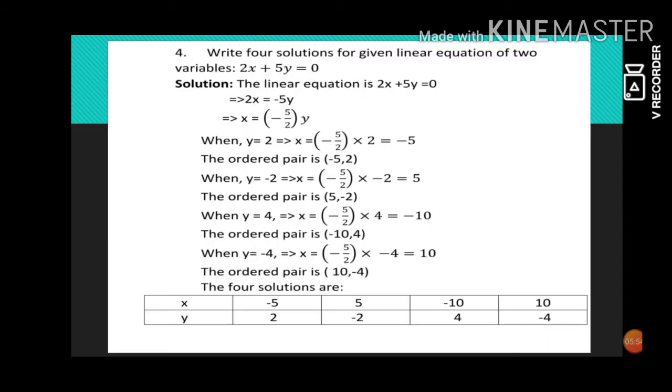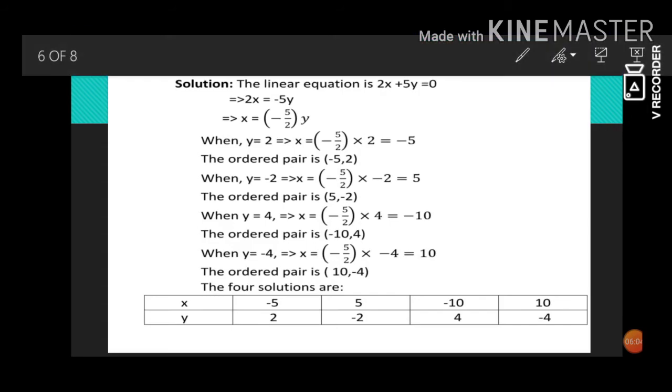Lastly, there is one equation in two variables, 2x plus 5y equals 0. We have to find four solutions. There can be infinitely many solutions, but we will find only 4. First, the linear equation is 2x plus 5y equals 0. We will solve for either of the variables. Let us solve for x, so we get x equals minus 5 by 2 into y.